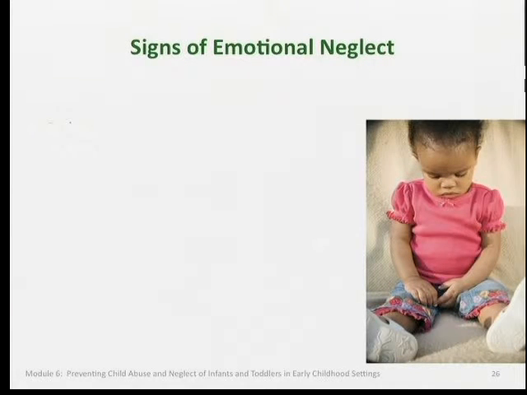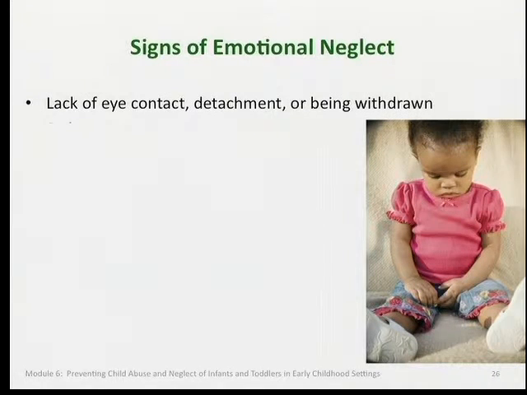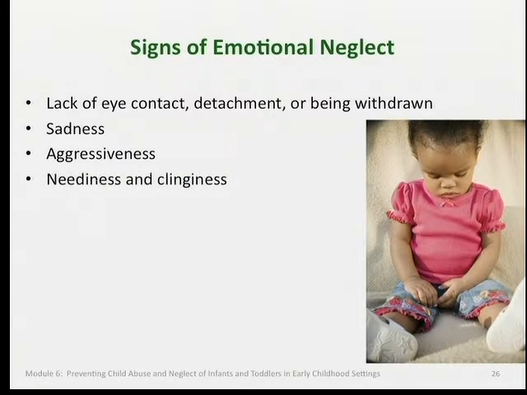Signs of emotional abuse and neglect may be subtle, especially in very young children. Caregivers may observe changes in a young child's emotions or behavior, or a lack of appropriate social and emotional development. These signs may include lack of eye contact, detachment or being withdrawn, and sadness. Some children might display aggressiveness, while others indicate neediness and clinginess. Emotional abuse and neglect, such as exposure to domestic violence, often triggers nightmares.